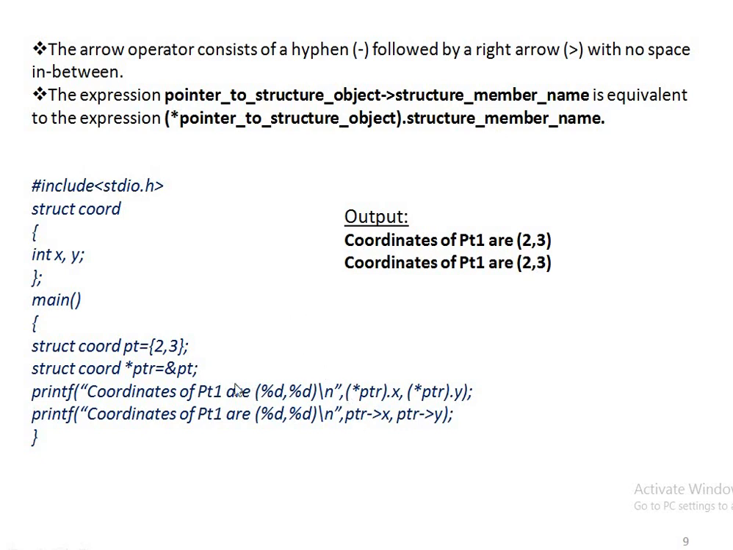So pointer to structure: member variables of a structure object pointed to by a pointer are accessed using the arrow operator. So ptr arrow x means we are trying to print the value of the x member variable of some other structure variable whose address is stored in ptr.